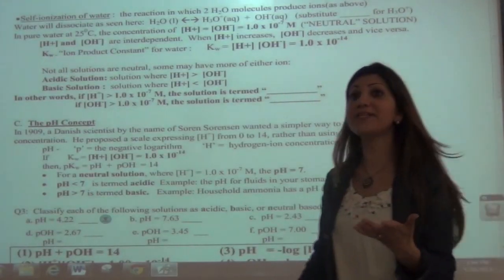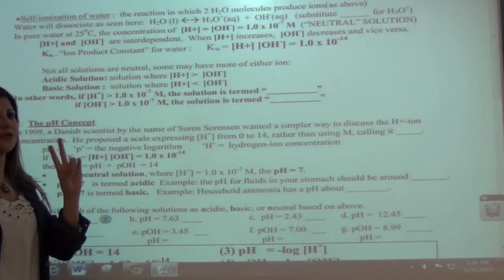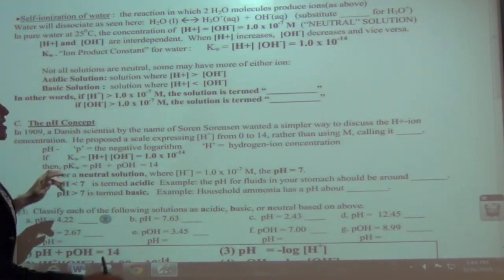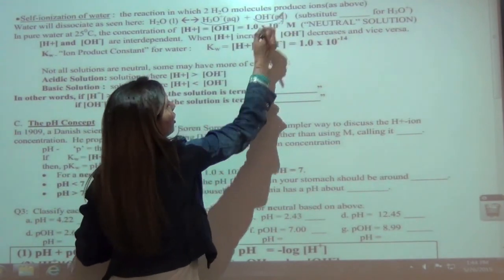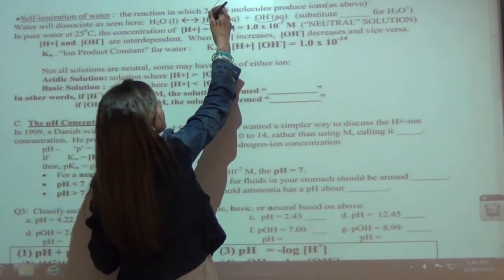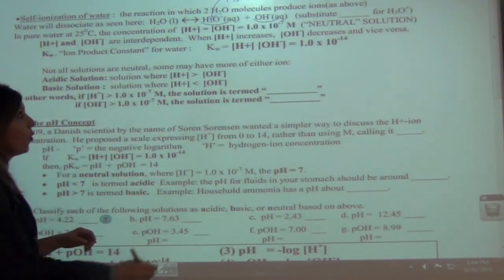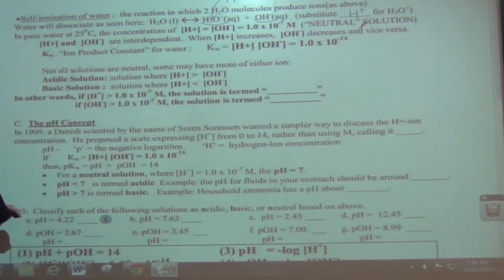Let's take a look here. So we already talked about the fact that water self-ionizes. It says it's the reaction in which two water molecules produce ions. Water will dissociate as seen here. The water will break up and form H3O plus and OH minus. Again, what did we say we're going to call H3O plus? H plus. And then OH minus. So again, it says here we're going to substitute H plus for the H3O plus.